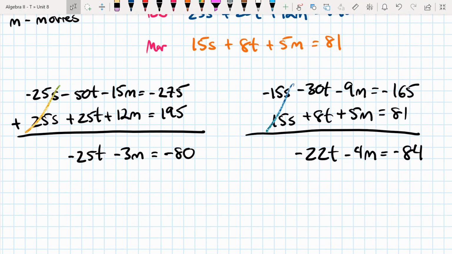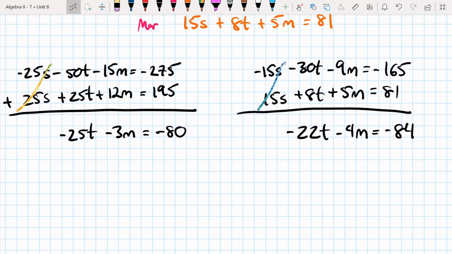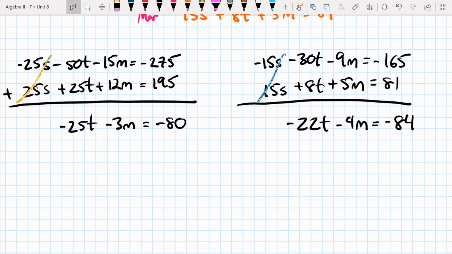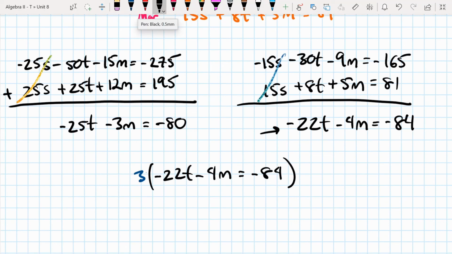Okay, so now we have our 2 equations with 2 unknowns. We're going to have to do a little bit of arithmetic here. Let's try to get rid of the m's by multiplying one of the equations by 3 and the other one by -4. So we're going to take the first equation here. Let's multiply this equation by 3. So -22 times t minus 4 times m is equal to -84. And then we're going to multiply the second equation by -4 because we want these signs to be opposite.